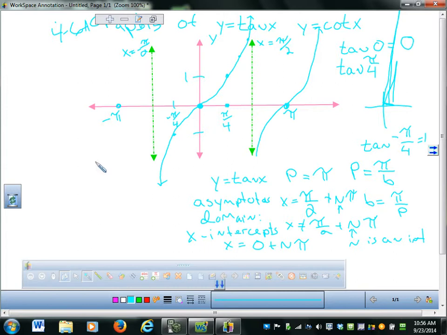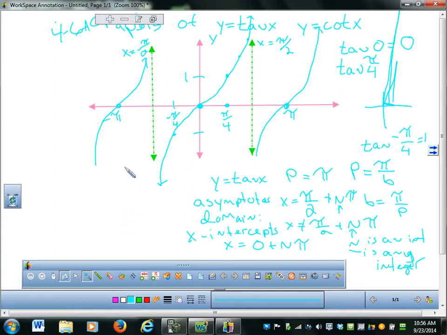So if I want to do another cycle of this function, it would go like that. N is any integer, and an integer is a positive or negative whole number. Why is it 0 plus n pi? I guess it could just be n pi, but I like it because it starts at 0 and then it adds, just to show that.